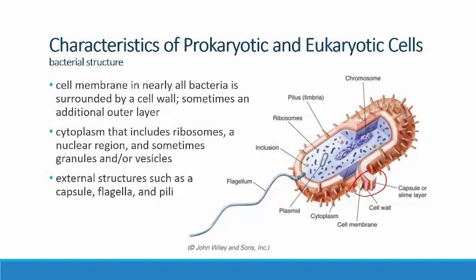Inside of the cell, we see the cytoplasm that includes organelles such as ribosomes, and then there's a nuclear region, sometimes referred to as the nucleoid here. And then on the external surface of this bacteria, we find external structures like the capsule that surrounds the cell wall and the cell membrane, or flagella or pili even. So flagella are organelles that are used for locomotion, and pili are used for attaching to other things.